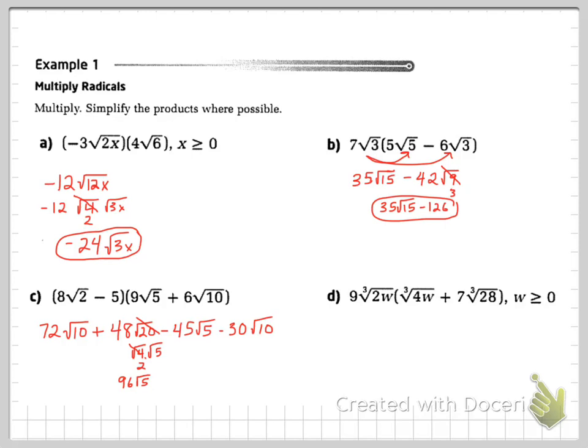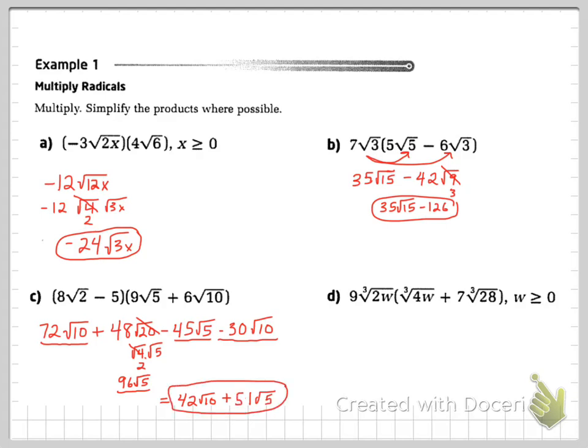Now I can gather my like terms. 72 root 10 minus 30 root 10 is 42 root 10. And 96 root 5 minus 45 root 5 is 41, or I should say 51 root 5.